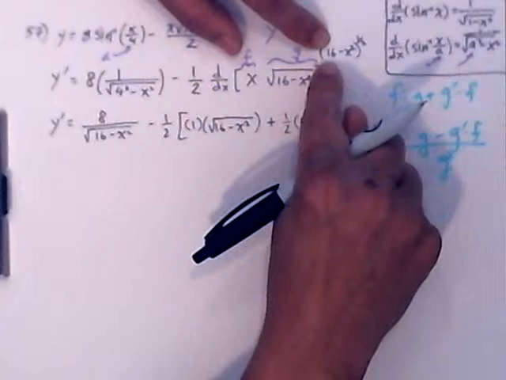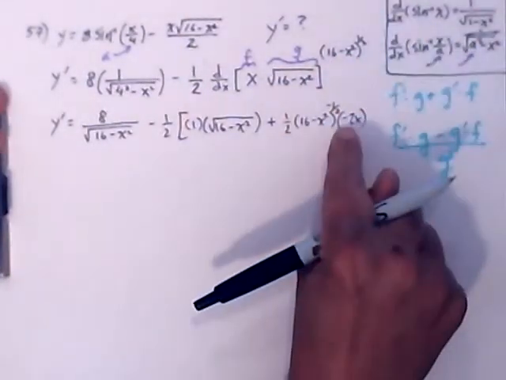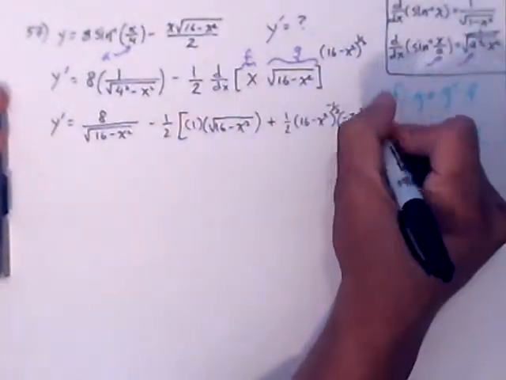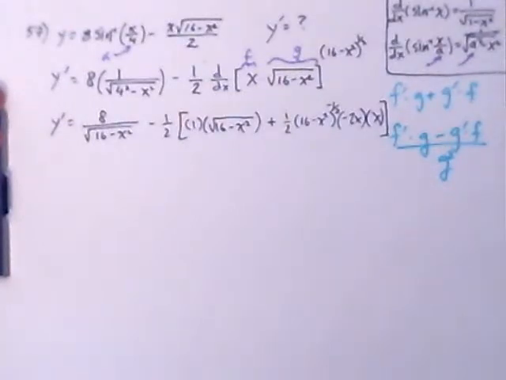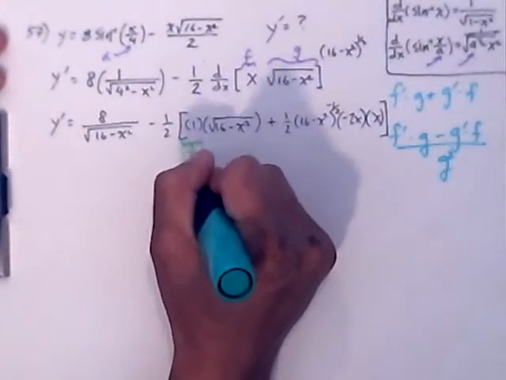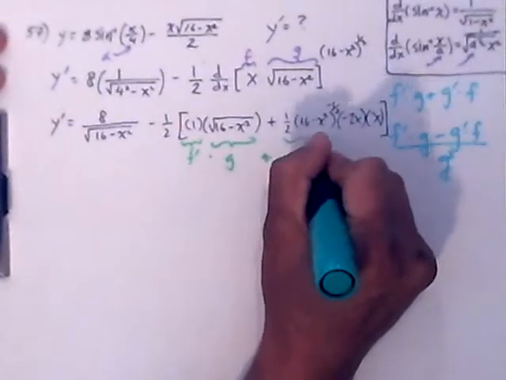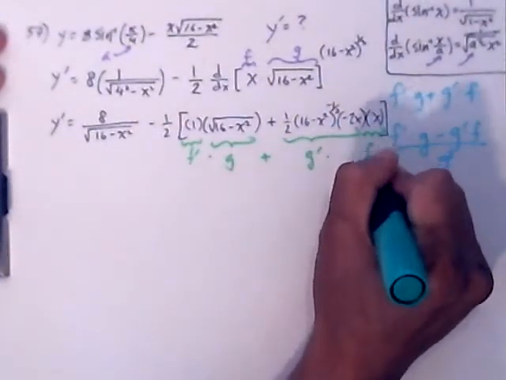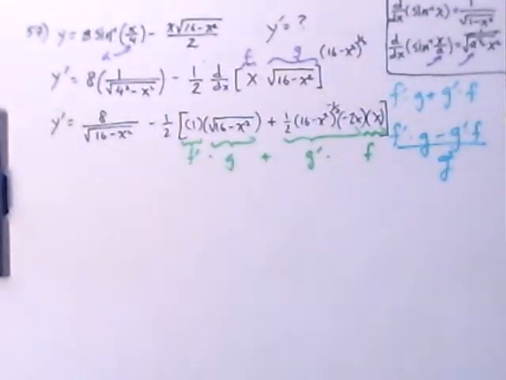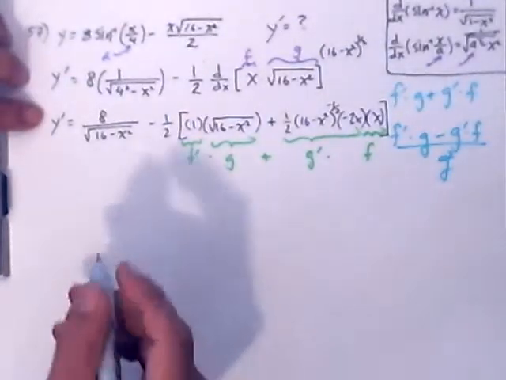The derivative of a constant is 0. The derivative of x squared is negative 2x, using the power rule, and then times x. So I'm going to highlight this for you to tell you where it's located. That's f prime times g, plus the whole thing is g prime times f. So the product rule can be a little bit messy. It's kind of messy on this one.